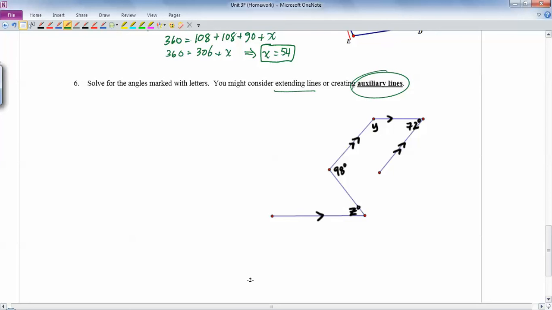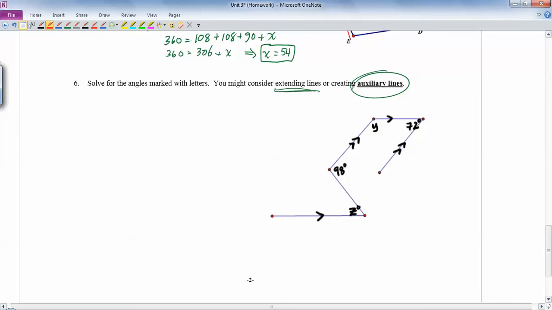Auxiliary means you create a new line. You can also extend existing lines. Sometimes that helps. So this should kind of feel like the problem that we did that looks sort of like this. And you could have extended a line this way or extended a line that way or even drawn like a perpendicular in. That's a pretty common thing to do. So let's play around with that a little bit.